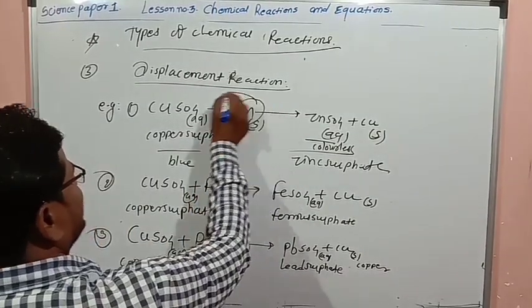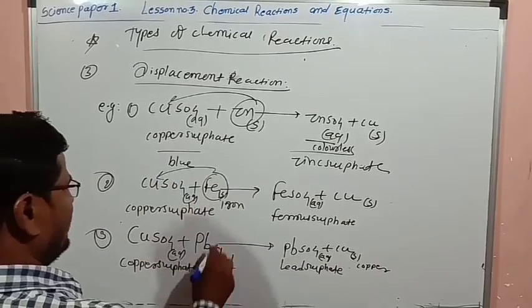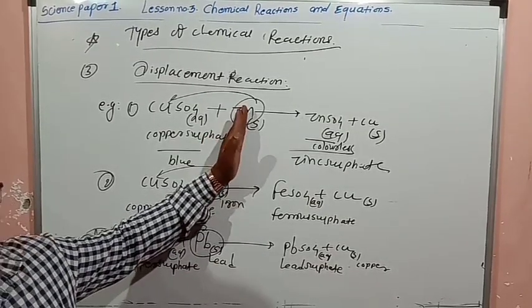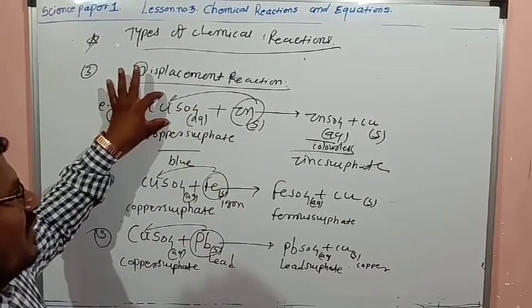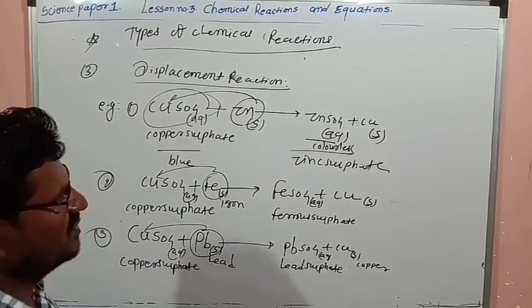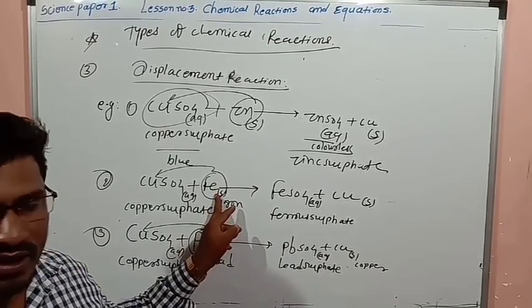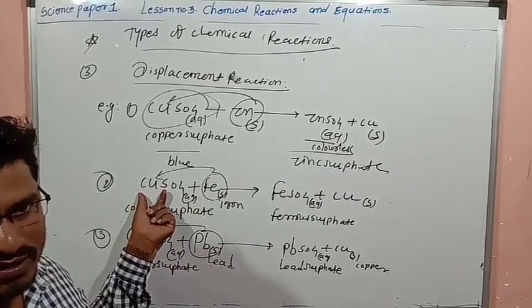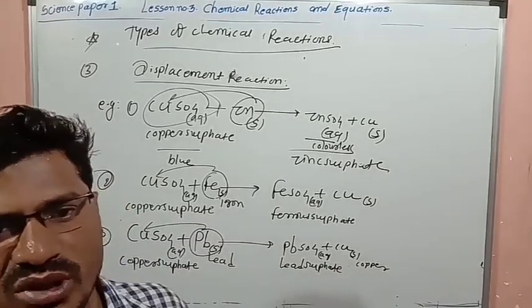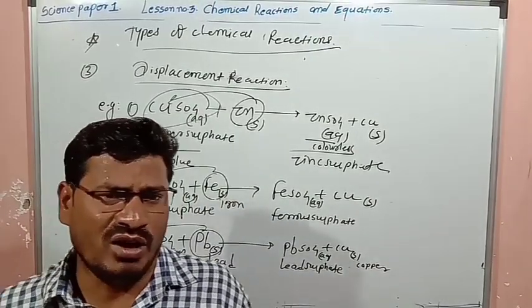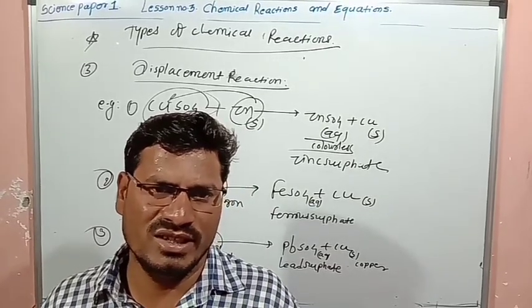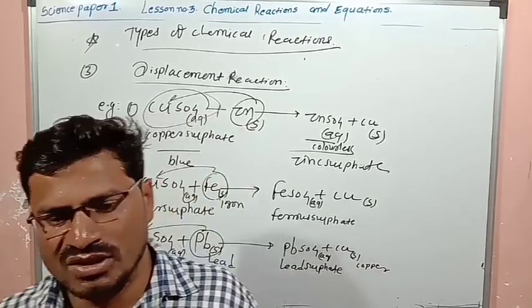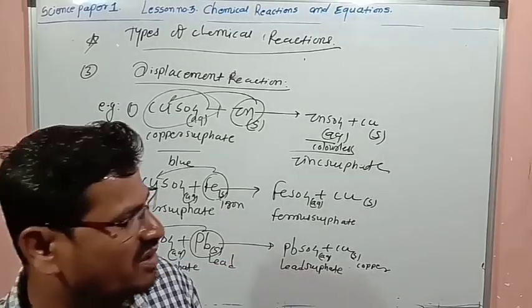If you now observe these reactions, zinc is more reactive than copper, Fe is more reactive than copper, and Pb is more reactive than copper. So in this, the ion of a more reactive element displaces the ion of a less reactive element from its salt solution. Here Fe is the more reactive element, and its ions will displace the copper ions from the copper sulfate solution. So what definition can you write? The chemical reaction in which the ion of a less reactive element is displaced from its salt solution by the ion of a more reactive element.